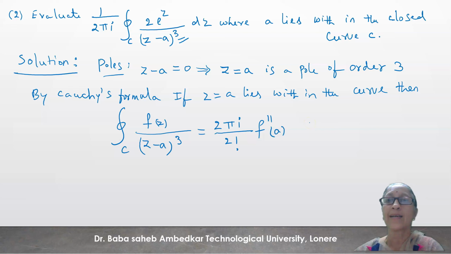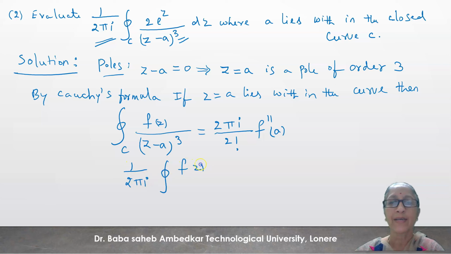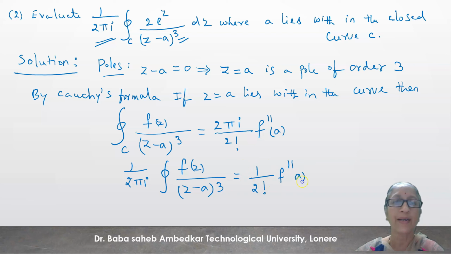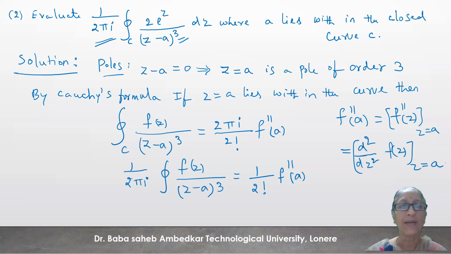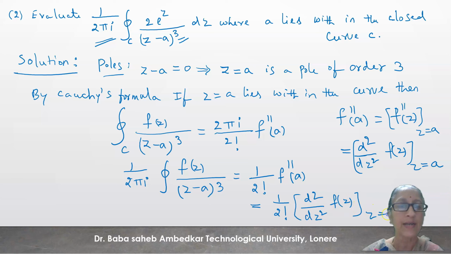This is the formula. Now here 1 by 2 pi i is given, so you can write it as 1 by 2 pi i into contour integral of f of z by (z minus a) whole cube equal to 1 upon 2 factorial f double dash a. Okay. Now what is f double dash a? Here f double dash a is nothing but f double dash of z at z equal to a. What does it mean? The second order derivative of f of z at z equal to a. So in the place of f double dash a, we can write 1 upon 2 factorial times the second order derivative of f of z at z equal to a.